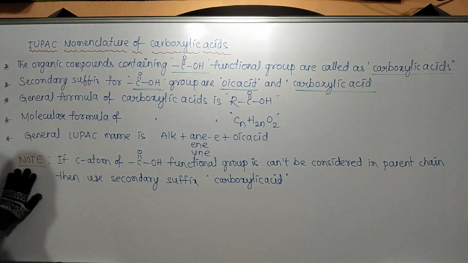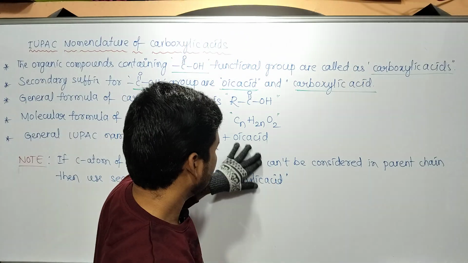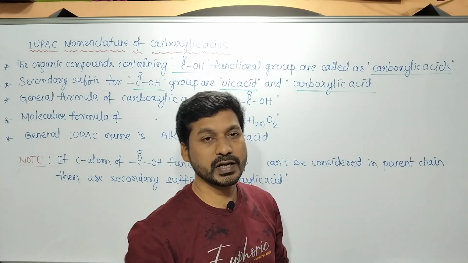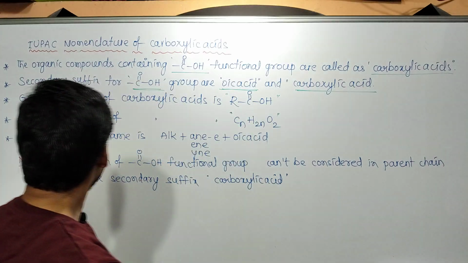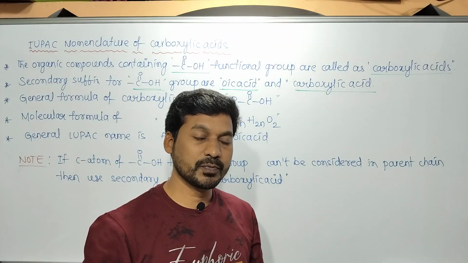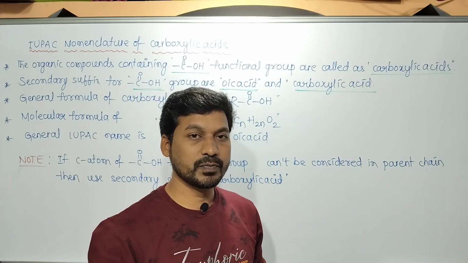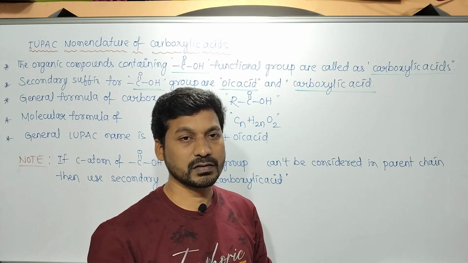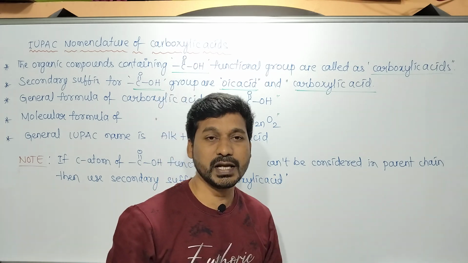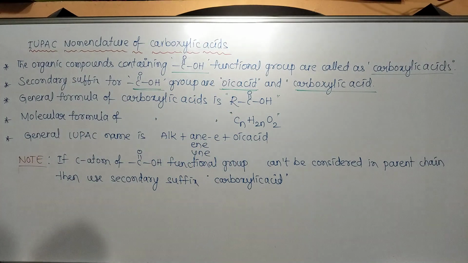Next, note this point here. If the carbon atom of the COOH functional group cannot be considered in the parent chain, in some particular cases, then use the secondary suffix carboxylic acid. If the carbon atom of the COOH group is counted in the parent chain, use oic acid. If it is not possible to take it into the parent chain, use the secondary suffix carboxylic acid. Okay, take a screenshot. I am going forward, giving some examples.